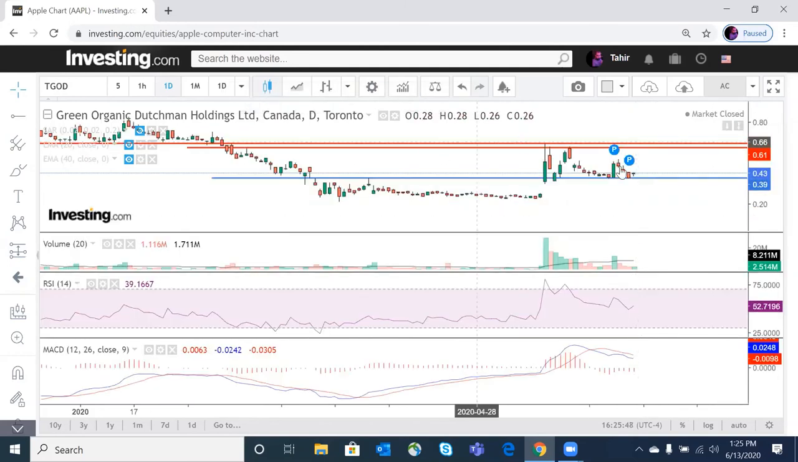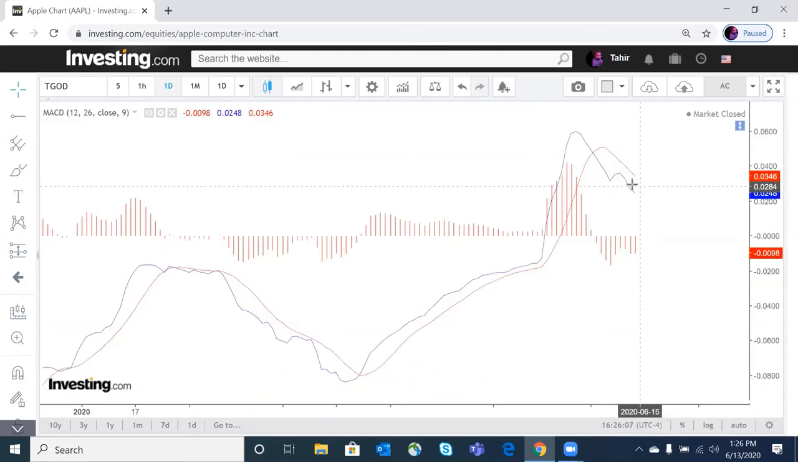So if you're holding this stock, hold it till it reaches this level of 0.660, where you can plan your selling, and then you can re-enter the trade whenever it is feasible. RSI, the same comment, going up, positive. MACD is about to change the trend.